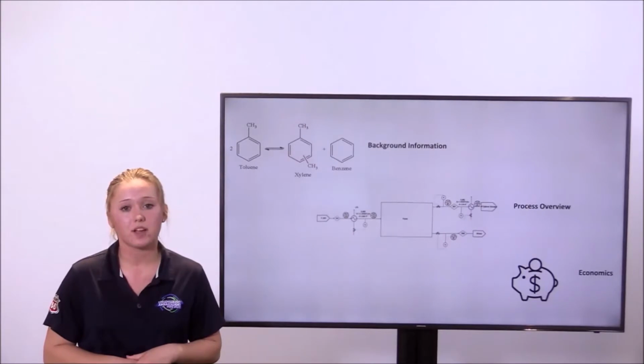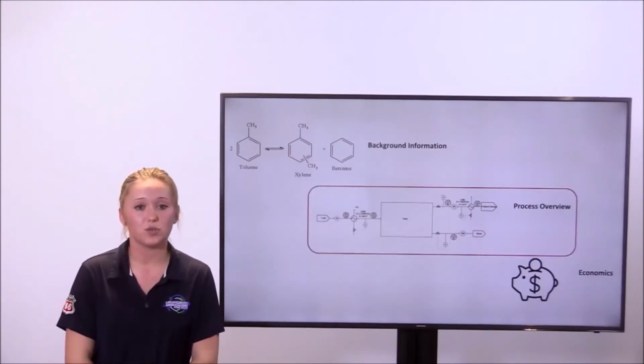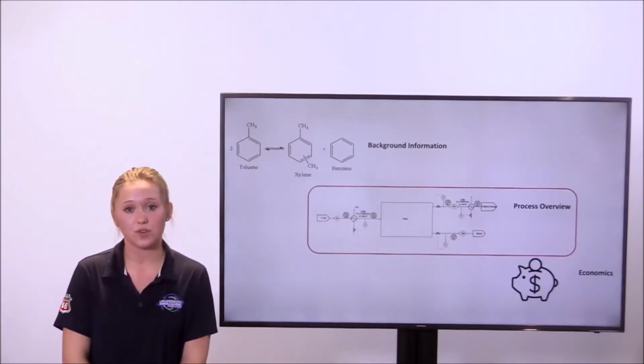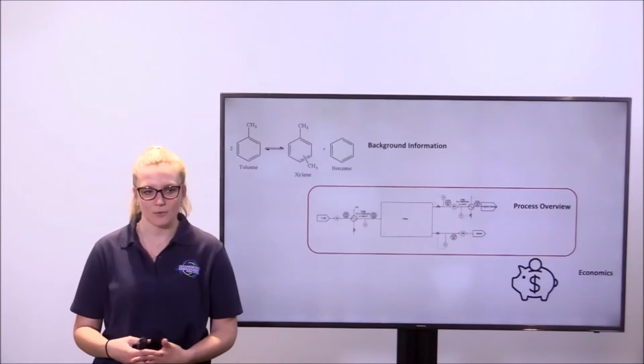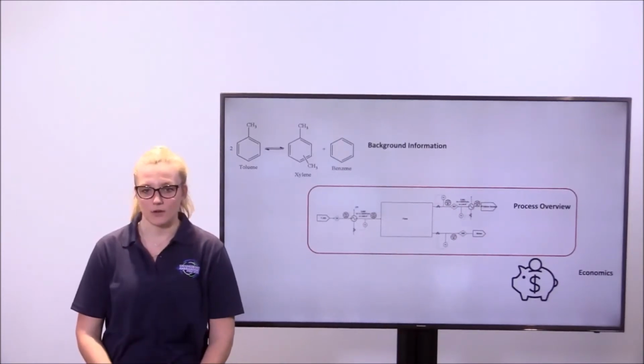So that's a little bit about background information. I will be turning it over to Maggie to go over the process overview. Now that we have discussed the background information regarding the plant's location and some basic chemical properties, we're going to move into an overview of the general process.